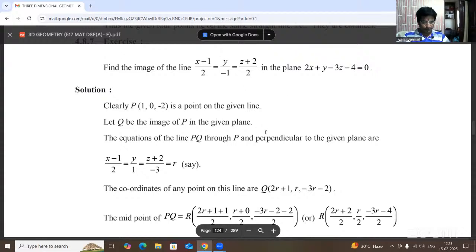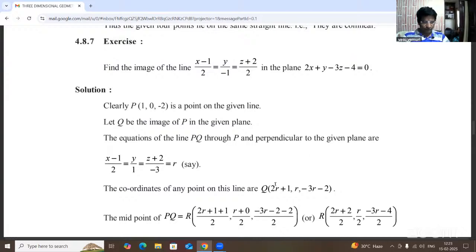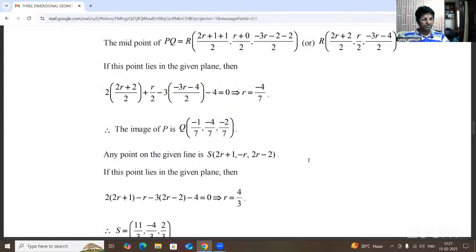Here the coordinates of the other point are capital Q. So from P and Q, find the midpoint. The midpoint formula: the point P is x1, y1, z1 and point Q is x2, y2, z2. The midpoint is x1 plus x2 by 2, y1 plus y2 by 2, z1 plus z2 by 2. We are getting the value.